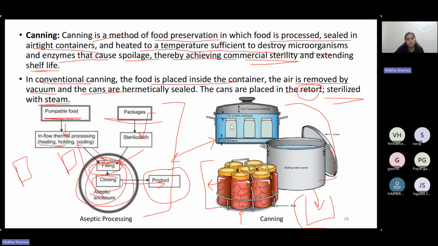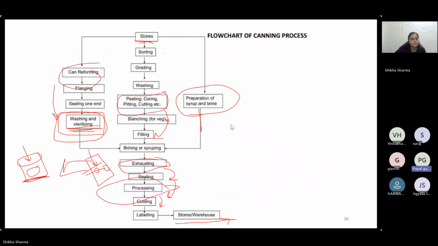In canning, there is obviously loss of nutrients, but it's not that much, because when you are treating at high temperature in canning, there will obviously be loss of some kind of nutrients, but not that much. But the shelf life is very high. Like in canned food, you see shelf life is 6 months, maybe 1 year. There is still confusion in both.